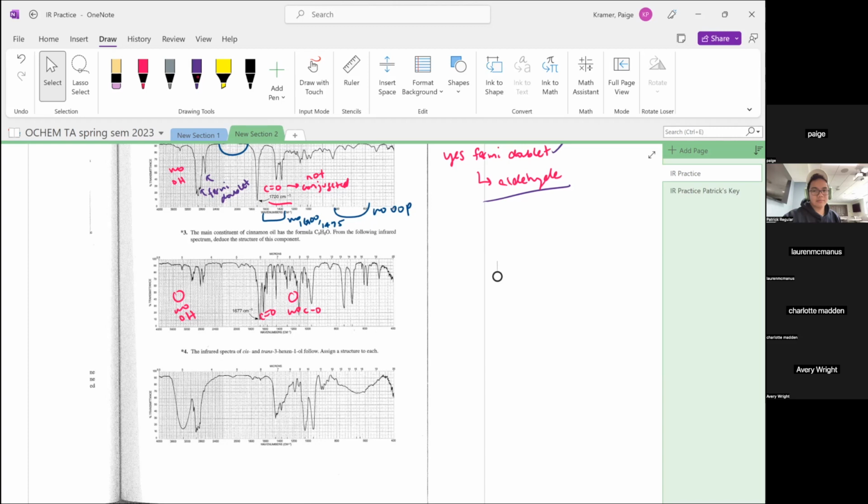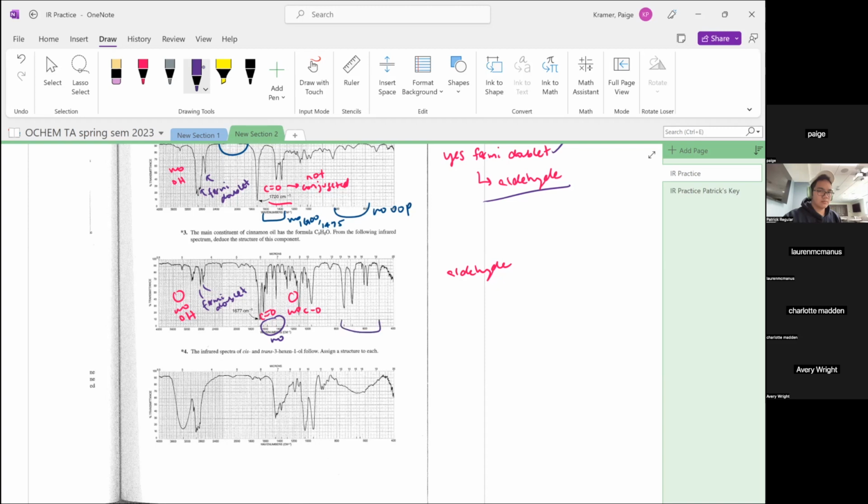And then here, these really small peaks we can call our Fermi doublet. And then that brings us through the whole progression of the flow chart, and this would be an aldehyde again. And then in terms of aromatic, we don't really have much to say. You can look around 1400, 1475. Yeah, we're missing these peaks.